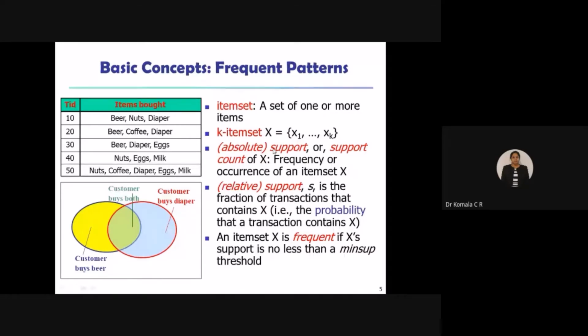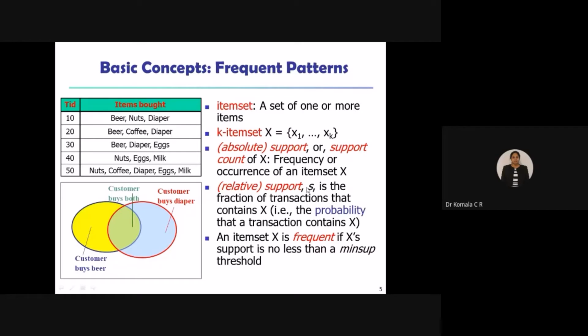So coming to absolute support. Say for example, I take X as an item set. The definition for absolute support here is the frequency or occurrence of an item set X. Say for example, x1, I will take it as beer. How many times is beer appearing in this set, whether once or twice or thrice? Say for example, in this full basket, how many times is beer appearing? 1, 2, 3. Correct? So that is called absolute support.